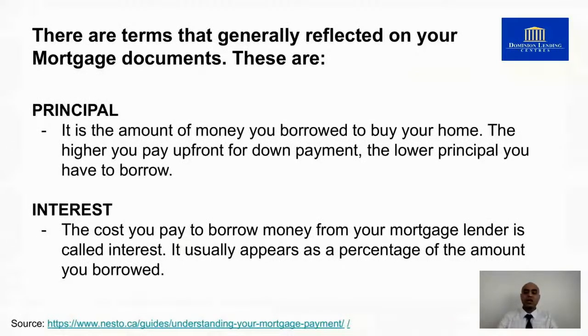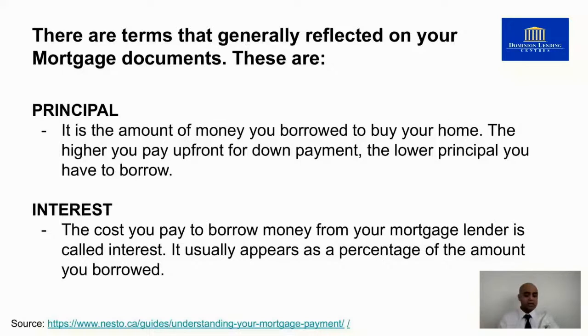There are terms that are generally reflected on your mortgage documents. They are principal and interest. The principal is the amount of money you borrow. The more you pay upfront as a down payment, the lower the principal you have to borrow. So on a 500,000 home, if you put 25,000 down, your borrowing is 475 plus insurance, of course, because it's less than 20%. But if you have a down payment of 100, now you're only borrowing 400. At that point it becomes a conventional mortgage, and you're allowed to even stretch it up to 35 years. And that gives you a much lower mortgage payment.